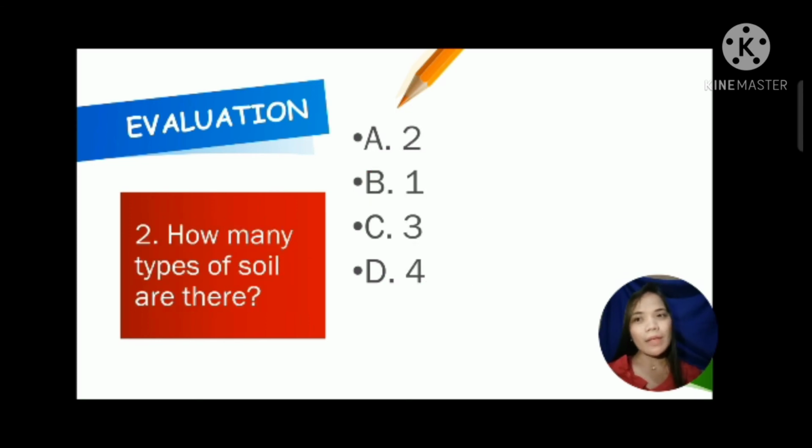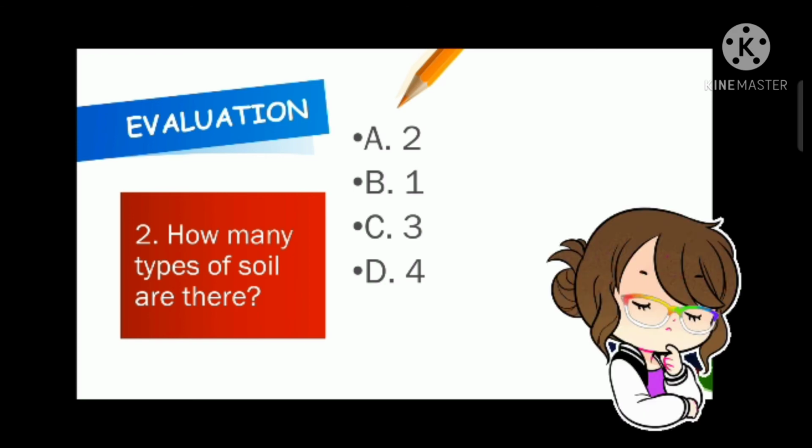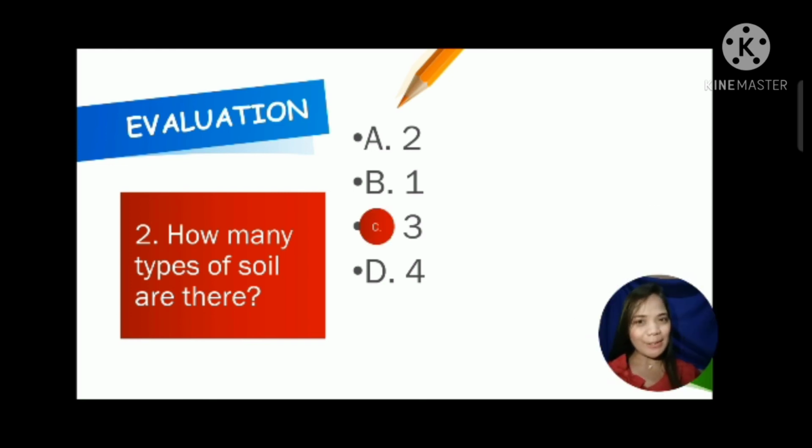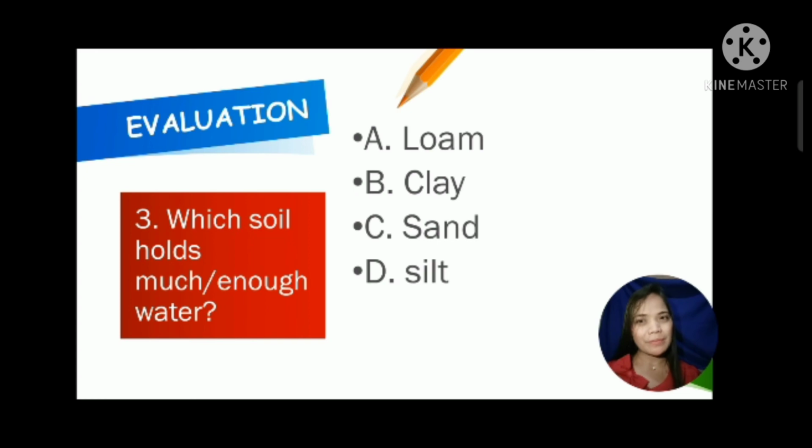Number 2. How many types of soil are there? Is it A, 2, B, 1, C, 3, or D, 4? The correct answer is letter C, 3.